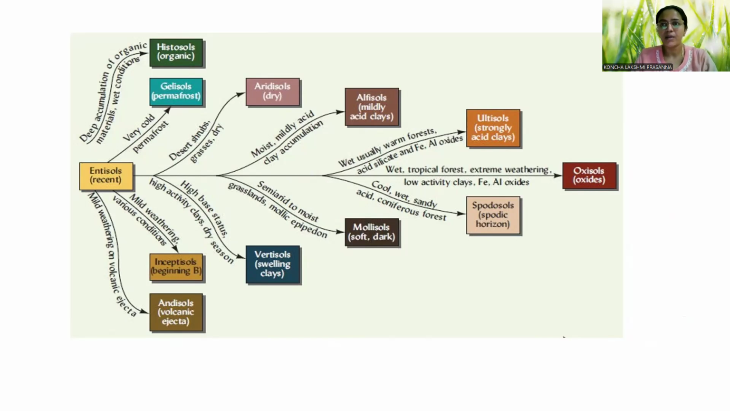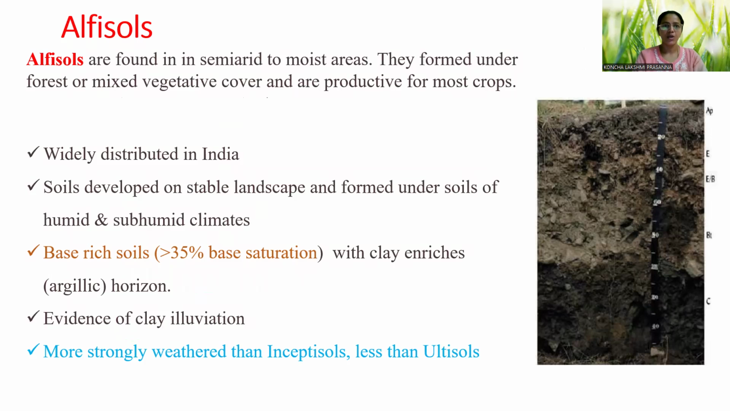So in the upcoming slides, we are going to see each soil order in detail, its formation, characteristics and distribution. First is the Alfisols. Alfisols are a type of soil order which is present in semi-arid to moist areas. These soils are mostly found in forest or mixed vegetative cover and are productive for most of the crops. These soils are widely distributed in India.